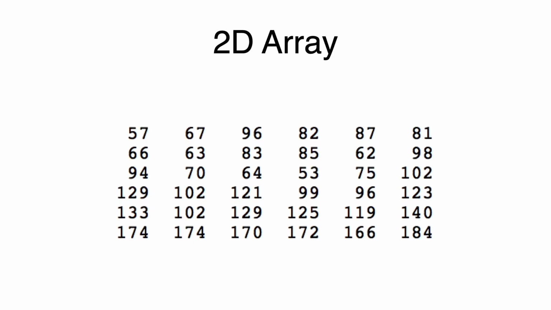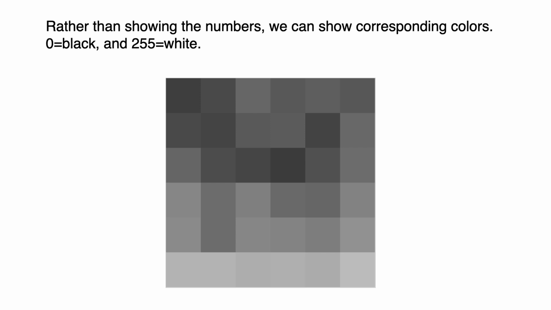Here I'm showing a 2D array, just a 2D grid of numbers. Now I could change the way I'm displaying this array. I could make 0 black and 255 white, and each number in between some level of gray that's darker or brighter based on which number it is. Here's that depiction. So rather than showing the numbers, we can show corresponding colors.